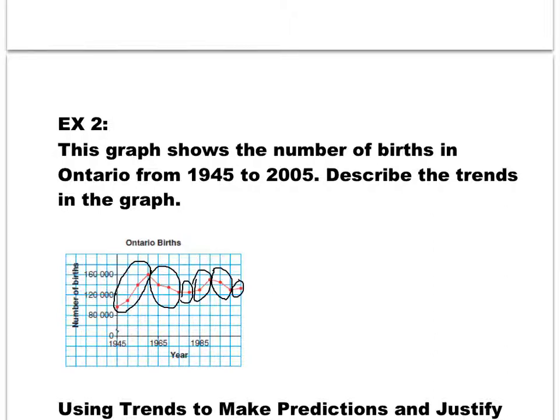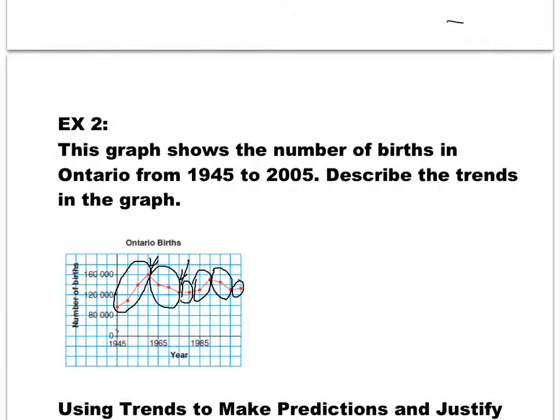So the way we can say it, first of all, if you look at the x-axis, every box is 5 years. So you have 1945 to 1950, 55, 60. So from 1945 to 1960, the number of births increases rather rapidly. Then from 1960 to about 1965, 70 to 1975, the number of births is decreasing from here to this point.